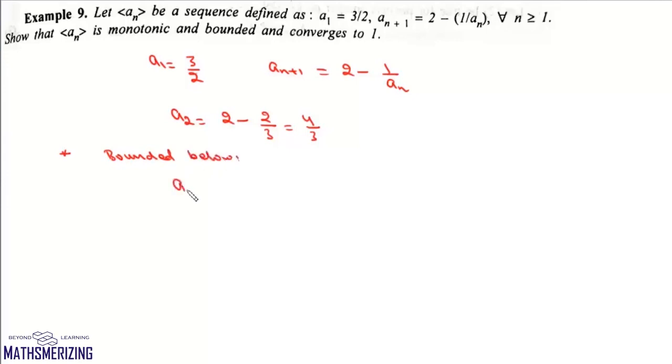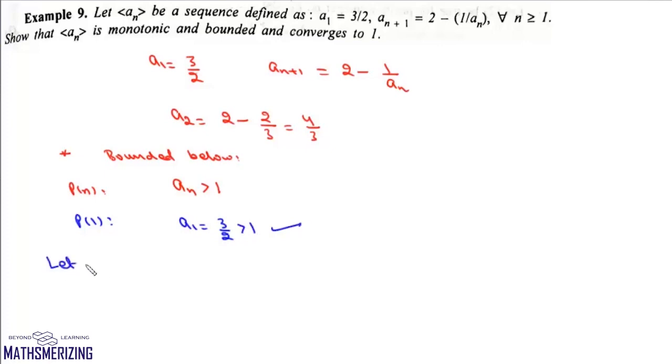Aₙ is greater than 1. So this is our assertion Pₙ. Now we'll prove this result for n equals 1. We get a₁. a₁ is 3 by 2, which is greater than 1. That means P₁ is true.